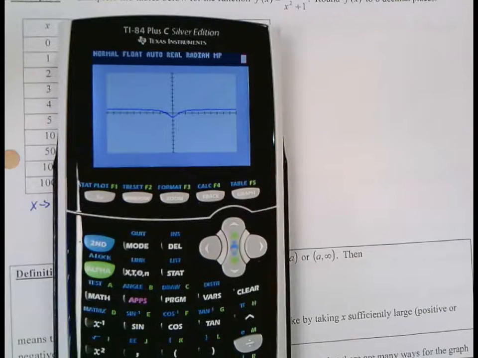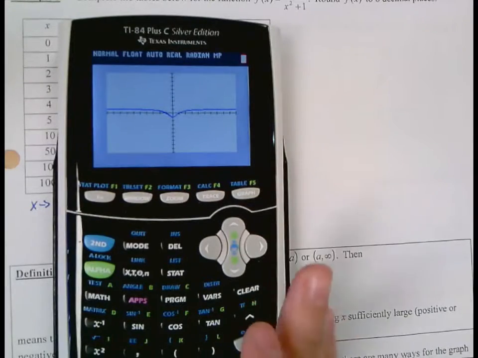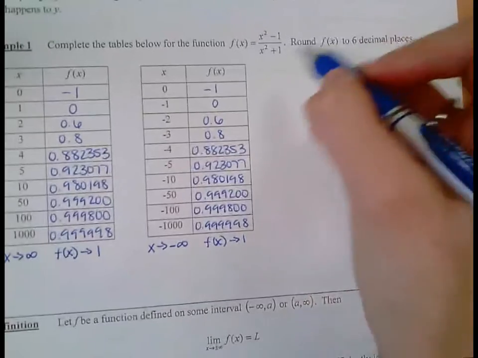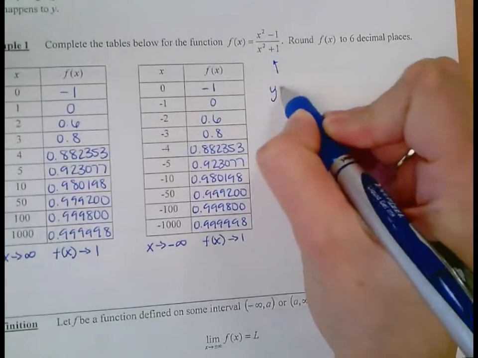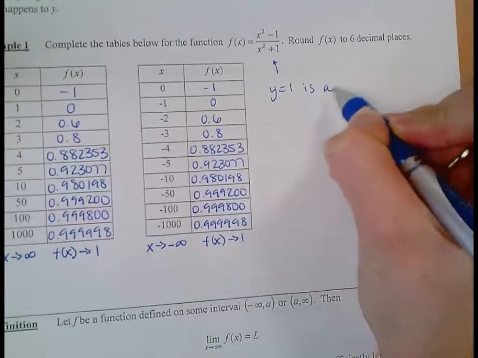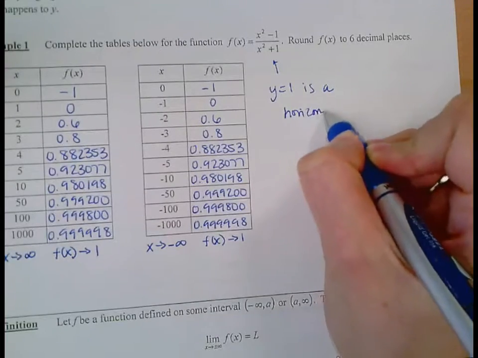So yesterday, with the infinite limits, if x was approaching a number and your y values were approaching positive or negative infinity, that meant there was a vertical asymptote. Here, if x is approaching positive or negative infinity, so you're looking at what's happening on the left and right ends of your graph, if y is approaching a specific number, that number is a horizontal asymptote. So for this function, the value y equals 1 is a horizontal asymptote.